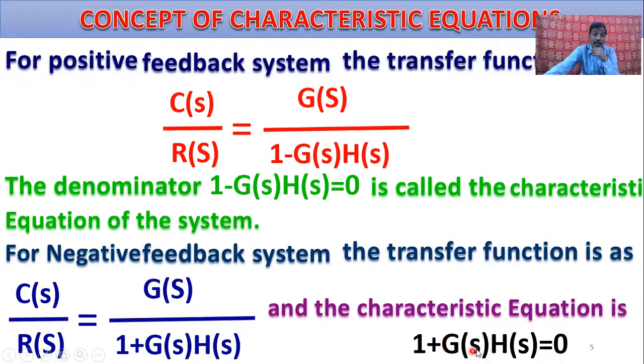So this is a very important part of the introduction. First calculate the roots or poles of the system. So calculate the roots from this equation, 1 + G(s)H(s). This is the characteristic equation for negative feedback, and 1 - G(s)H(s) = 0 is called the characteristic equation for positive feedback control systems.